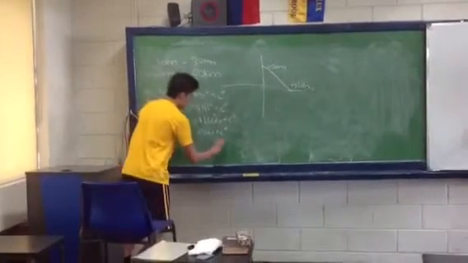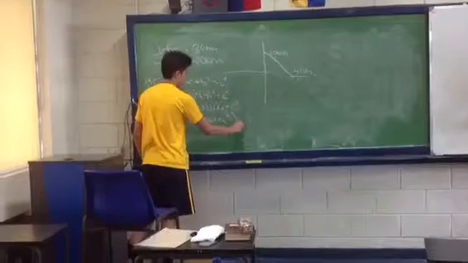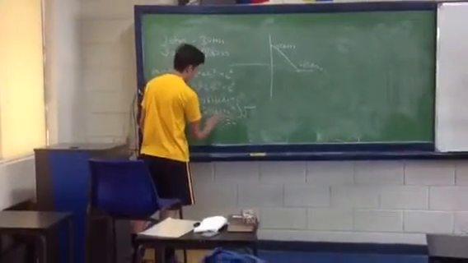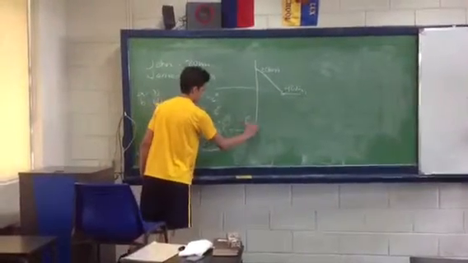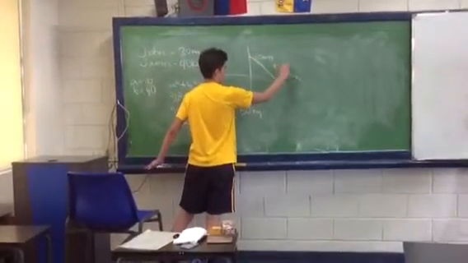And to get c, you just have to square root both sides. That's 50 equals c. So the displacement, which is c, is 50 km. This line over here is 50 km.